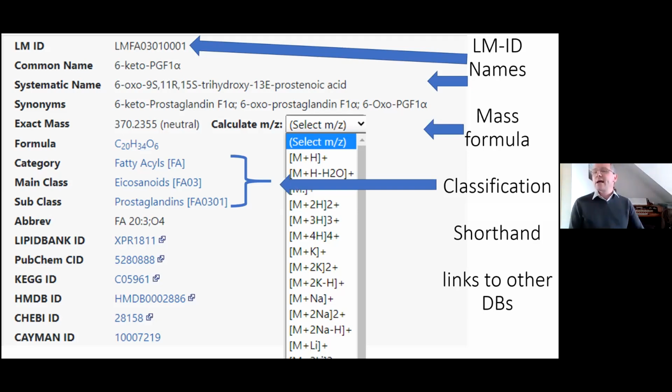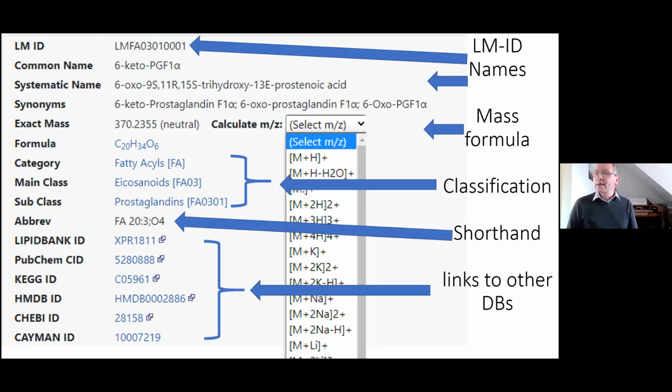Following on from that is the classification. So in this particular case, it's a fatty acyl and it's in the eicosanoid main class and it's a prostaglandin. And then there's the shorthand. This is a fatty acid with 20 carbons, 3 double bonds and 4 extra oxygens.